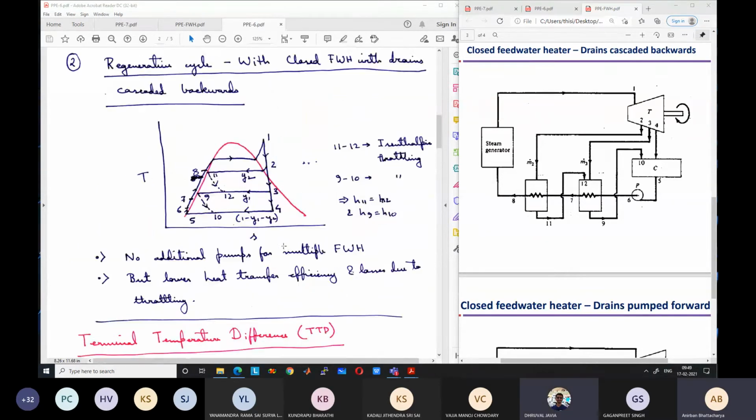In this drains cascaded backward system, will the flow rate be the same in each of the pipes, or will it be different? Which pipes, from 6 to 1? The mass flow rate is the same. From 6 to 1, means after the pump process, the mass flow rate is the same. But from 2 to 11, obviously, the mass flow rate is very small, equal to Y2.